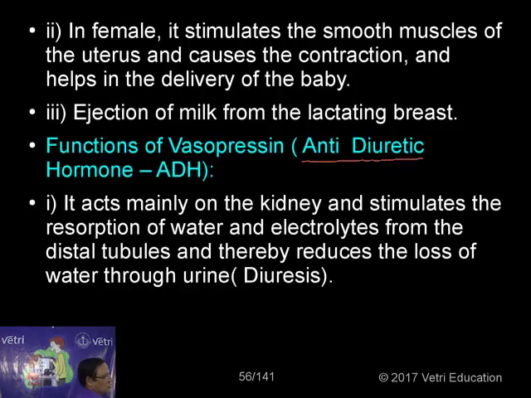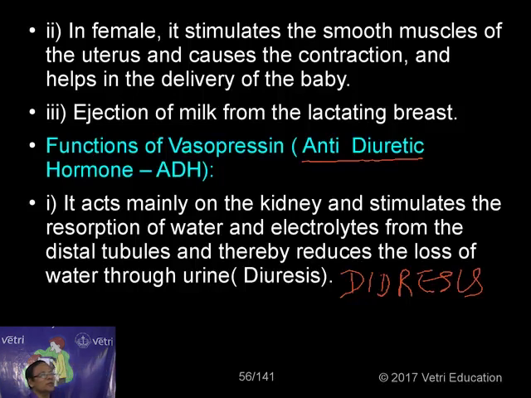What is diuresis? Diuresis means elimination of a large volume of diluted urine. Now this hormone promotes the reabsorption of water by the kidney tubules, thereby excreting a small amount of urine. That is elimination of scanty concentrated urine, and that process is called antidiuresis. Promoting the reabsorption results in the elimination of concentrated urine, a very small amount of urine, and that process is called antidiuresis.